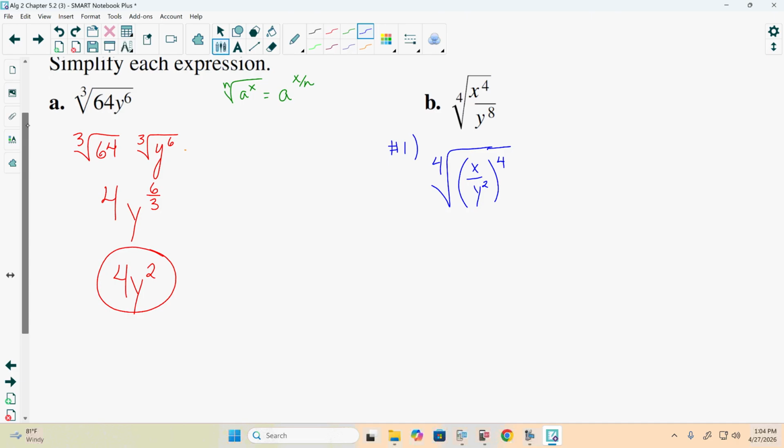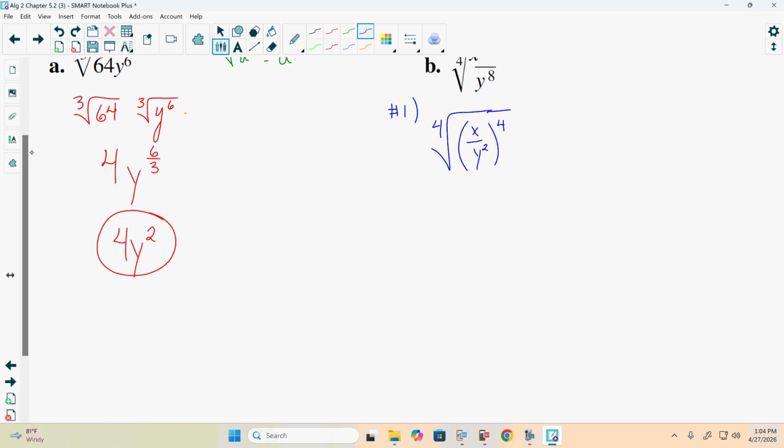If I applied it to both, we'd have x to the fourth and y to the 2 times 4, which would be 8. And the reason we do this is because now I have the fourth root, and what's inside is to the fourth power. So they would simplify out, leaving us with x over y squared.